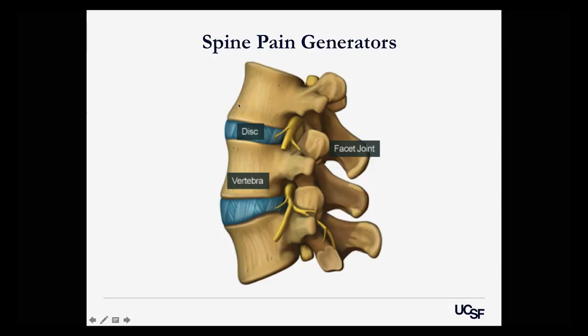Between the vertebral bodies are the intervertebral discs. The discs lie between the adjacent vertebral bodies, and each of these discs forms a fibrocartilaginous joint. In other words, it forms a joint with the vertebral body above and below and acts as a critical shock absorber. Additionally, there are also paired joints that line the back of the spinal column, which we call the facet joints.